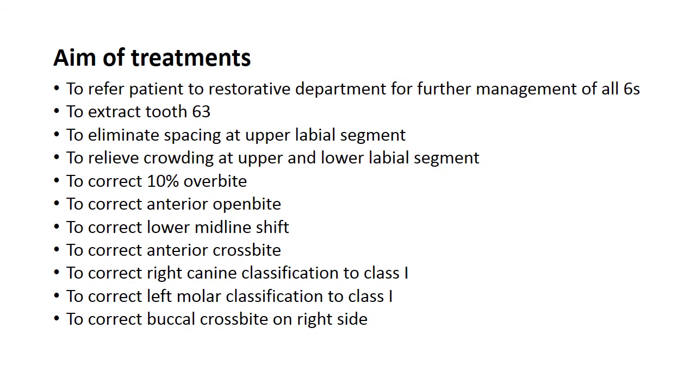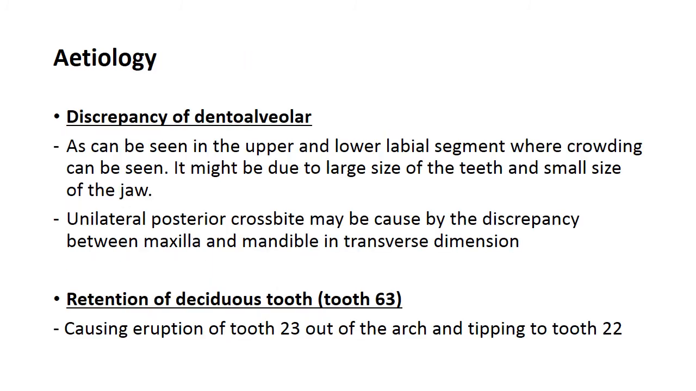So these are the aims of treatment. First, to refer the patient to the restorative department for further management of all sixes, to extract tooth 6-3, to eliminate spacing at the upper labial segment, to relieve crowding at the upper and lower labial segments, to correct the 10% overbite, to correct the anterior open bite, to correct the lower midline shift, to correct the anterior crossbite, to correct the right canine classification to class 1, to correct the left molar classification to class 1, and to correct the buccal crossbite on the right side.